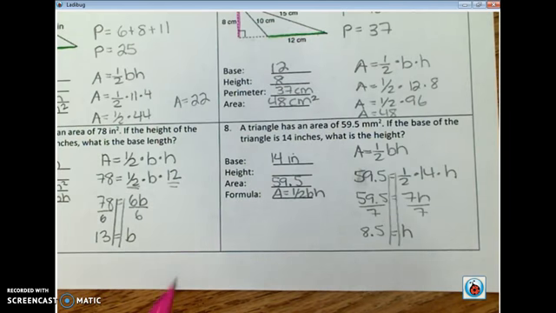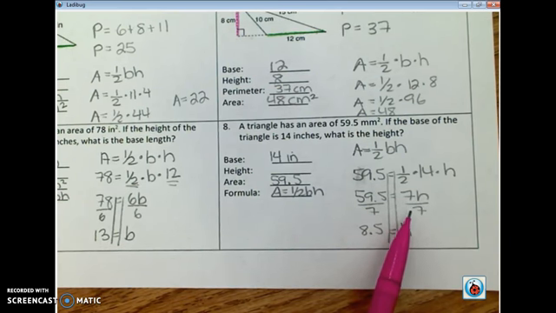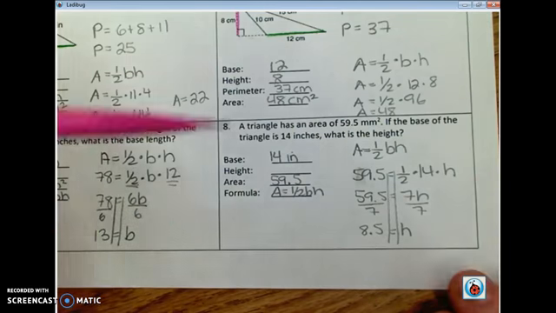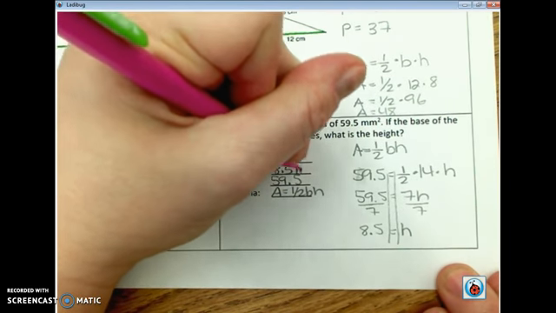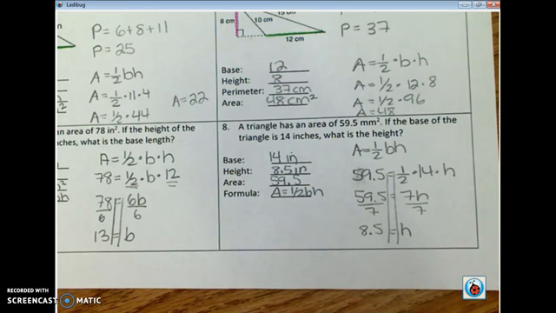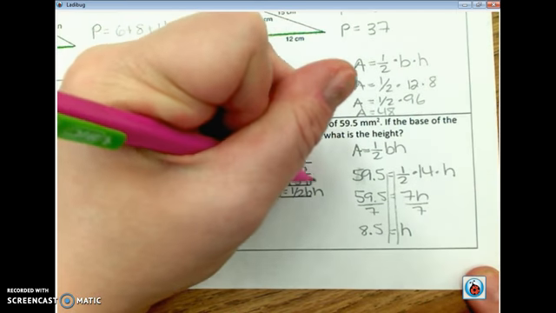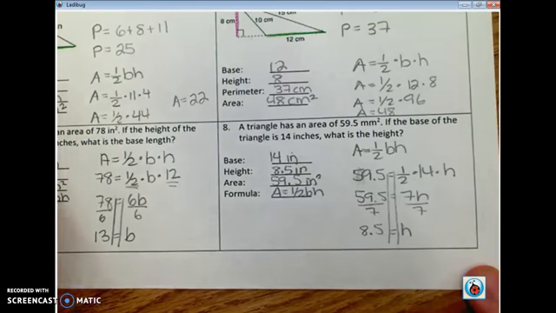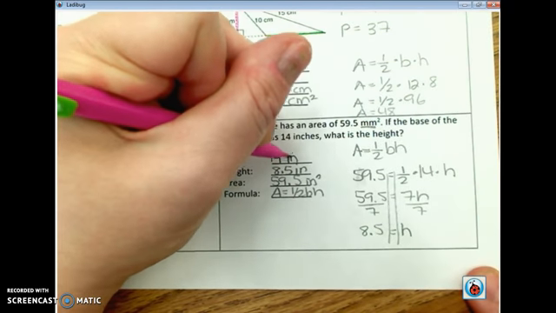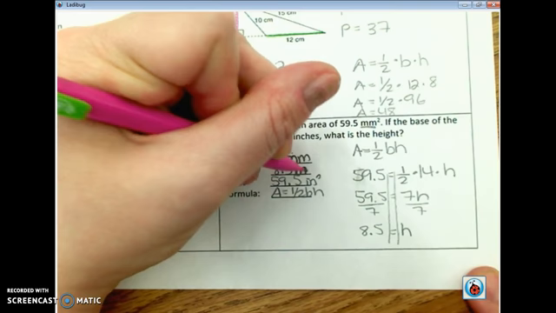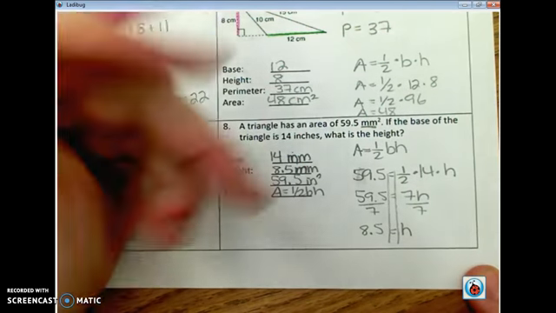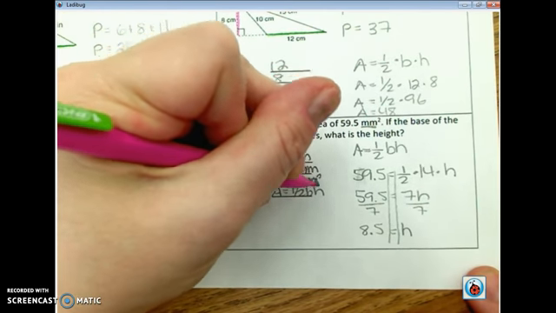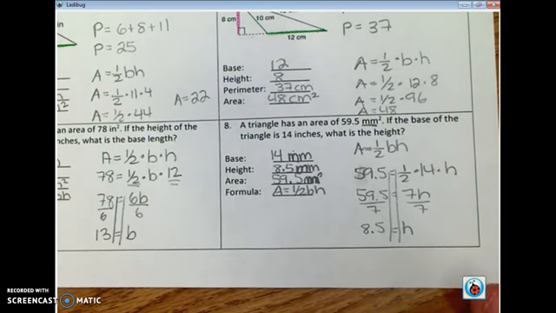Okay, let's see how you did. Here's the information that was given to me. I started with my formula. I filled in the information that I knew, simplified it, and then solved for my unknown. You should have had 8.5 inches for your height. Don't forget your units. I forgot them on here. Oh, it's not inches. Anyone see what I did? It's supposed to be millimeters. Let's change that. Millimeters. There we go. Okay?